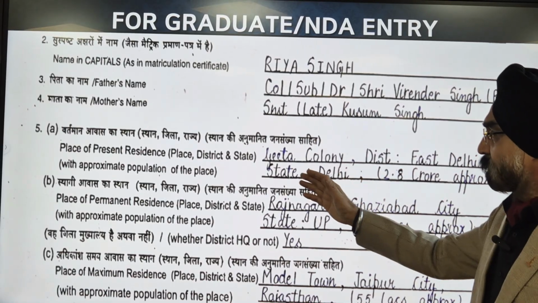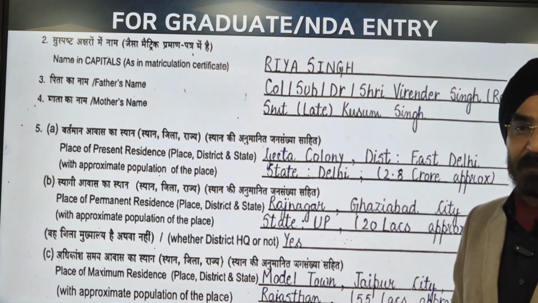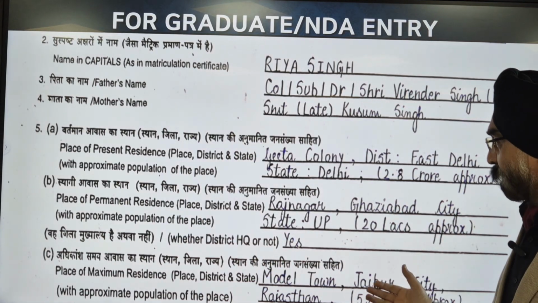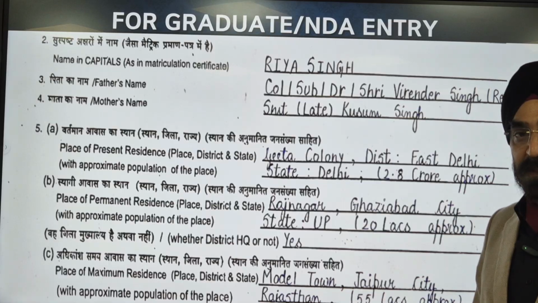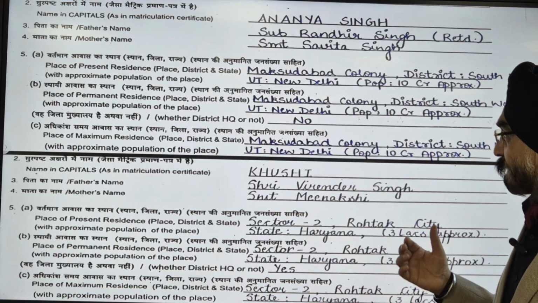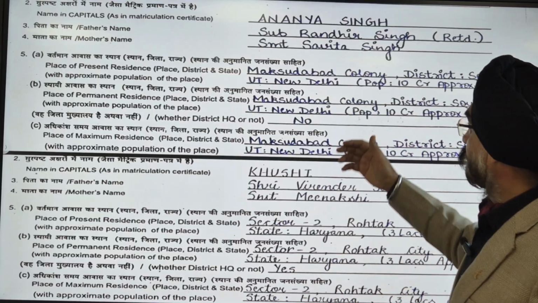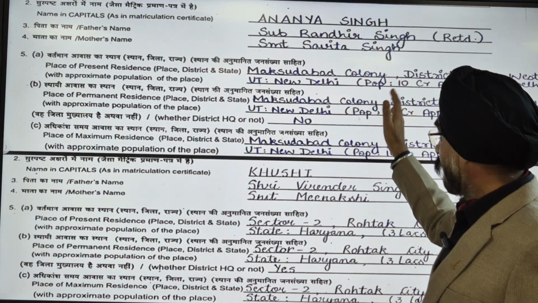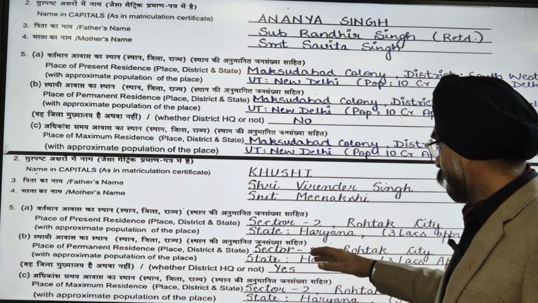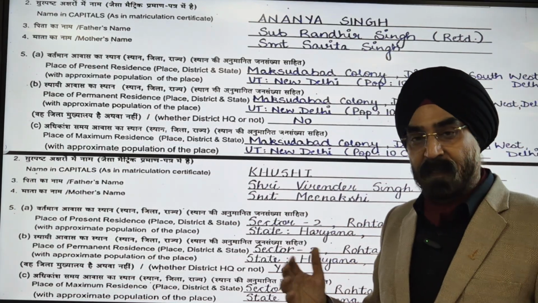So 3 things they have asked: place, district, and state. In place, if it's a village, give the name of the village. I'll show you one or more samples here. If it's a city, then write the colony name. Like that you have to fill. Like here you see somebody has written a colony in southwest Delhi. And here it is written a sector in the city of Rohtak. So like that you have to fill.